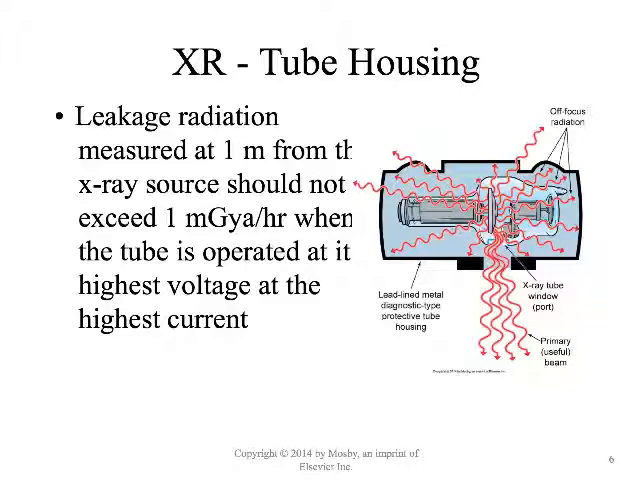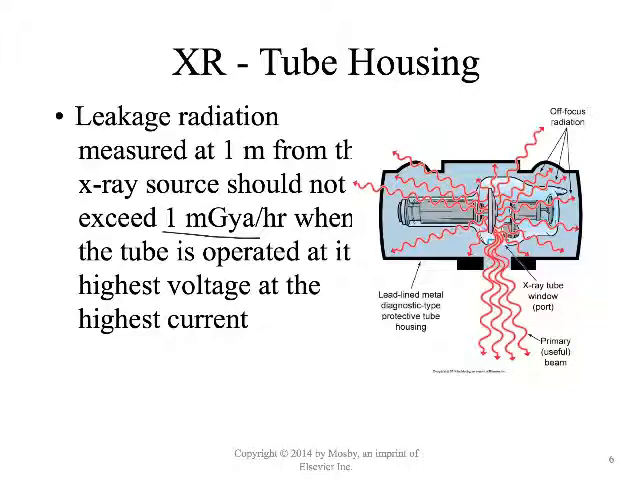Tube housing. Here's a number we need to memorize. Leakage radiation measured at 1 meter from the X-ray source should not exceed 1 milligray air per hour when the tube is operated at highest voltage at the highest current. The way this is generally measured is it's extrapolated from a minute-long exposure or from a 10-second exposure. They extrapolate it out to an hour.